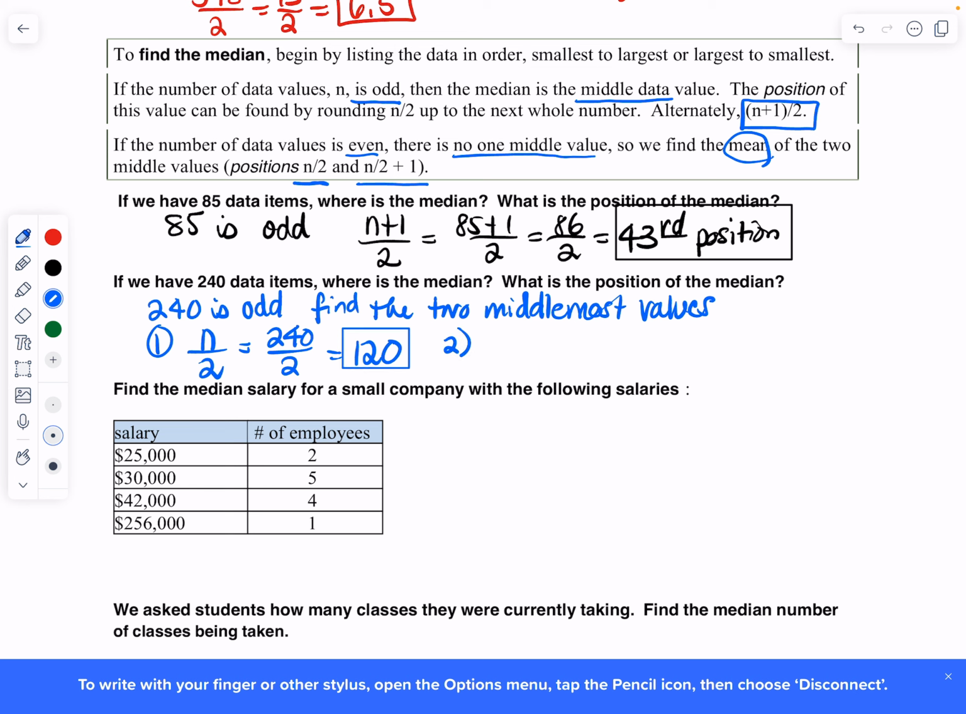And the second one is found by taking n divided by 2 plus 1. So again, 120 is n divided by 2, and then I add 1, it's 121. The reason why I'm not continuing on with this is because I have to find the position of the median. Well, it's in between the 120th value and the 121st value. So the position, I guess I'll write that down.